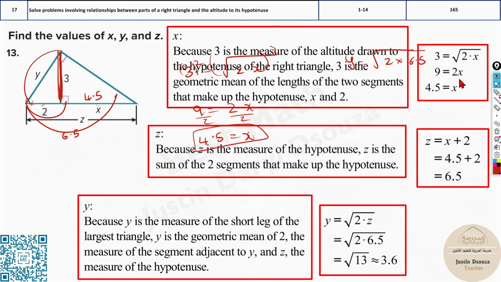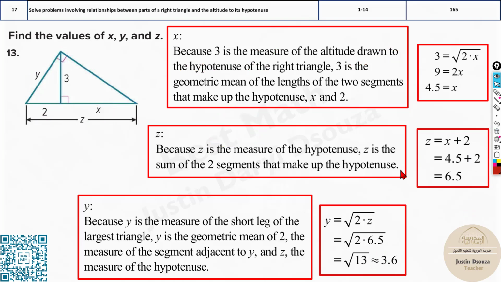You can see here X is 4.5. Once you find that, add it up with 2, you'll get Z of 6.5. Then what you need to do is for Y, it is square root of 2 times Z value, which is 6.5. Put it in the calculator, you will get 3.6.